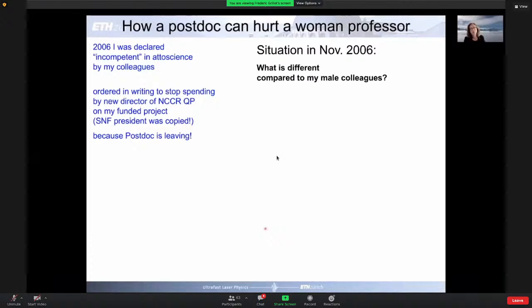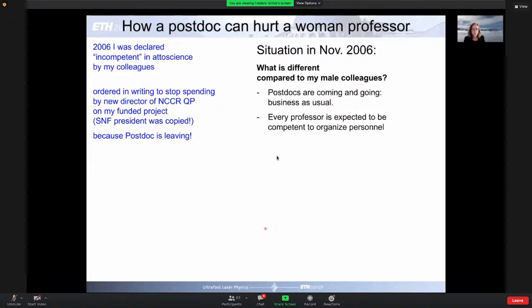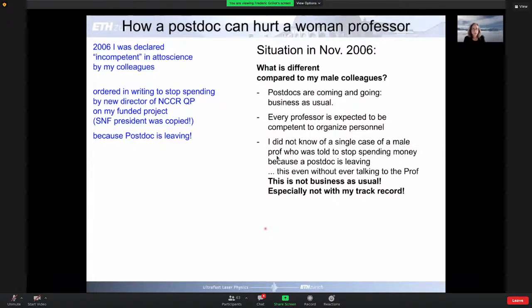What is different compared to my colleagues? Postdocs are normally coming and going. This is business as usual for a professor. Every professor is expected to be competent to organize personnel. And I did not know a single case of a male professor who was told to stop spending money because a postdoc was leaving. And I received this letter without anybody ever talking to me. This was definitely not business as usual, and especially not with my track record.